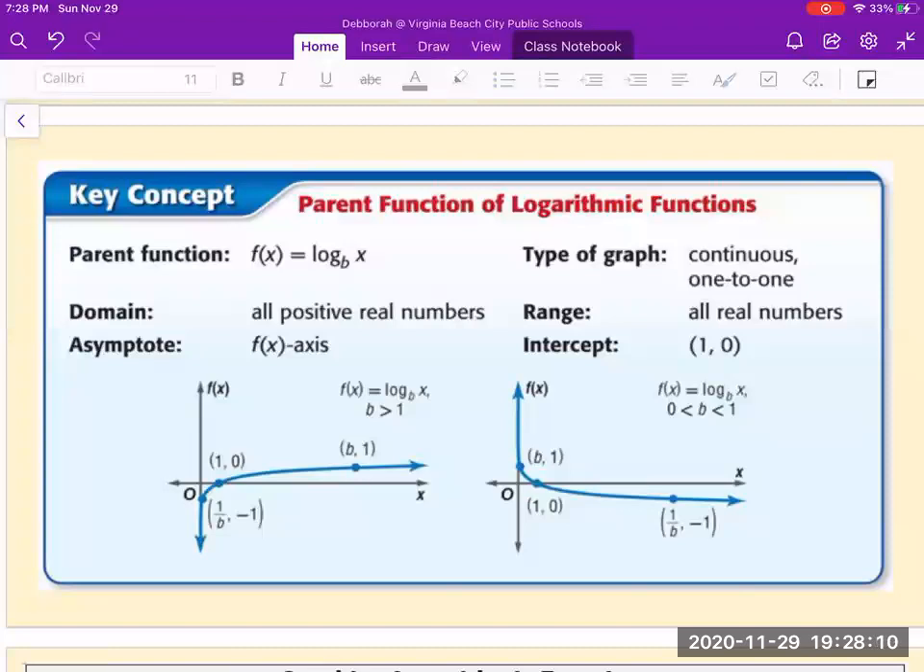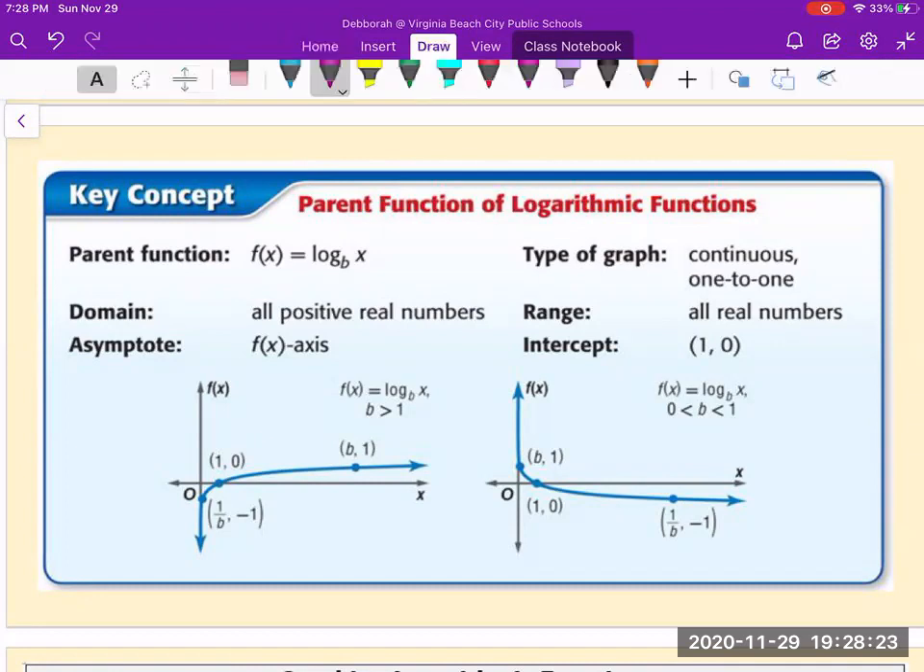In this slide, we're going to look at the difference between two log functions being graphed. The first one on the left, which would be a basic parent function, f of x equals log base b of x, and in this particular case, where b is greater than 1. When that happens, we will have our vertical asymptote at x equals 0, and if you notice, the graph goes up to the right.